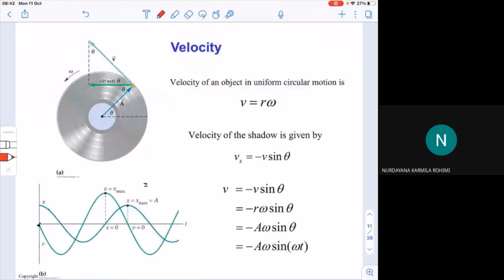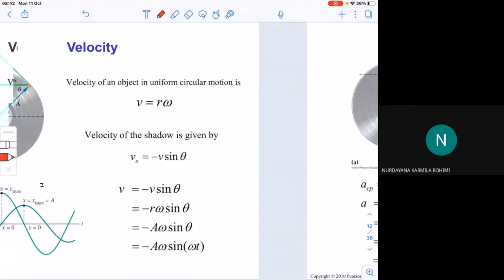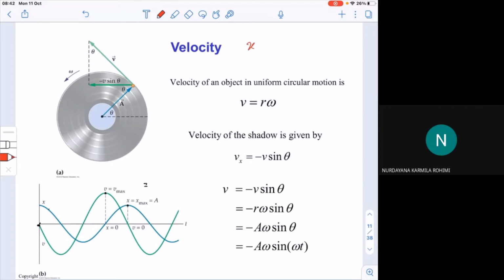All right. How can we get V? Please note that x is equivalent to A cos omega t. So how can we get V? If you want to get V, it is based on dx over dt. That means the differentiation of x as a function of time. You need to differentiate this equation in order to get velocity.